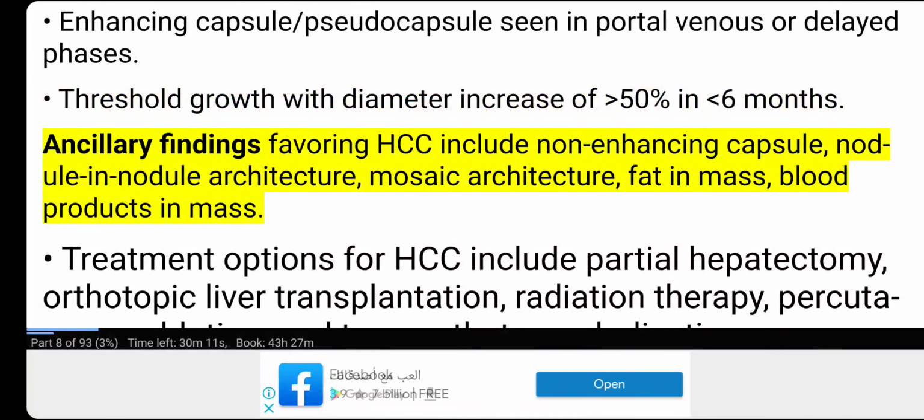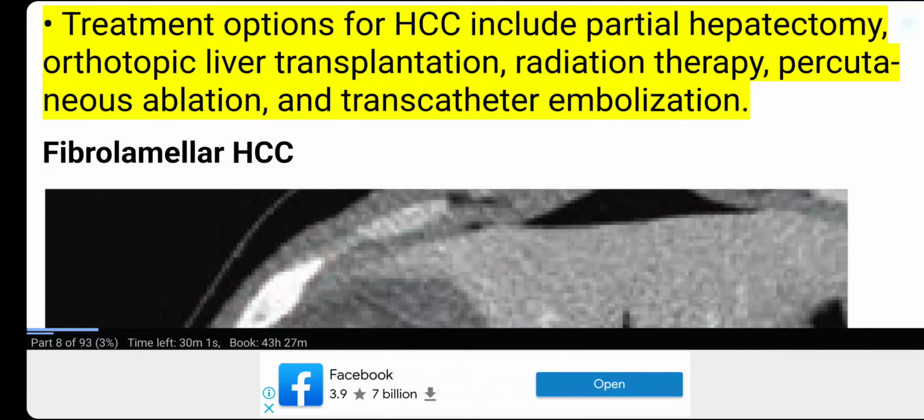Ancillary findings favoring HCC include non-enhancing capsule, nodule in nodule architecture, mosaic architecture, fat in mass, blood products in mass. Treatment options for HCC include partial hepatectomy, orthotopic liver transplantation, radiation therapy, percutaneous ablation, and transcatheter embolization.